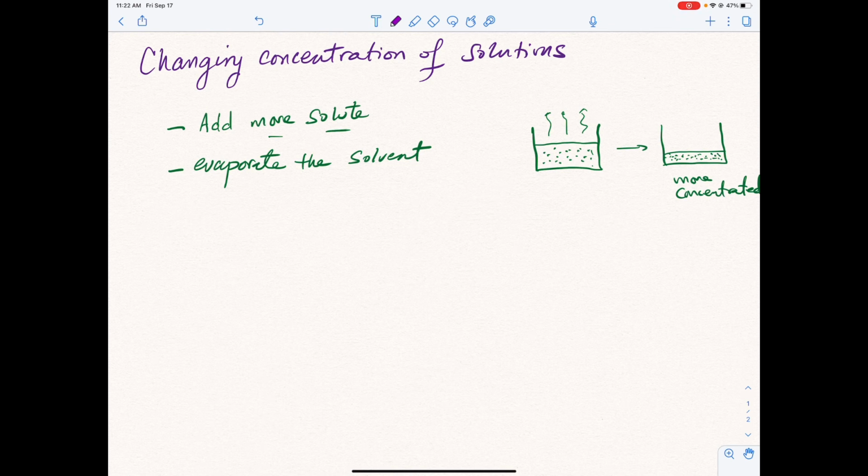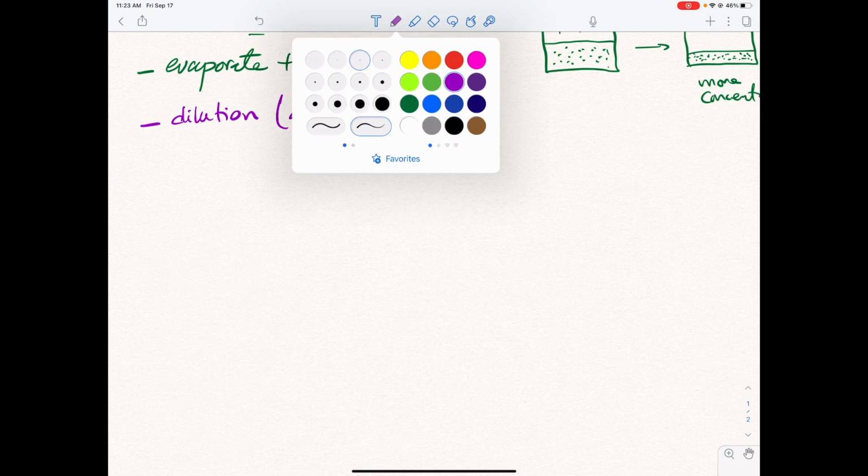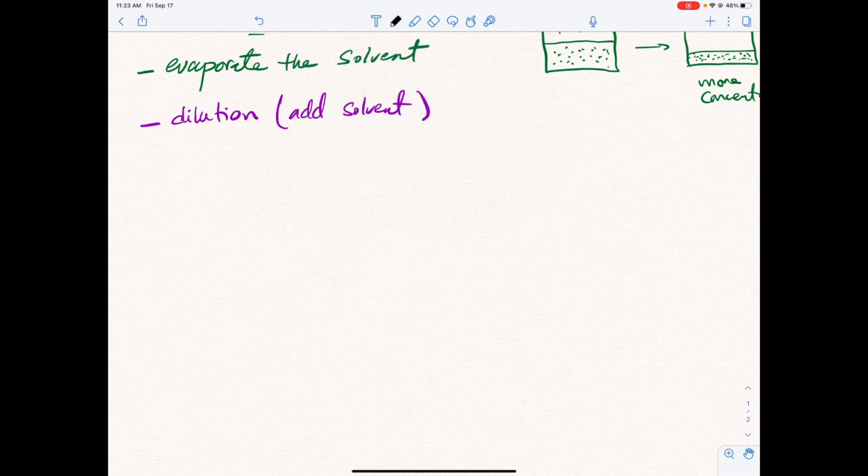But the more applicable process that we tend to follow in laboratory, in practice, is a process that's called dilution. Dilution means to add solvent. The amount of solute does not change. And if I add more solvent, what do you think is going to happen to the concentration? So let's go ahead and see what happens in terms of the equation.